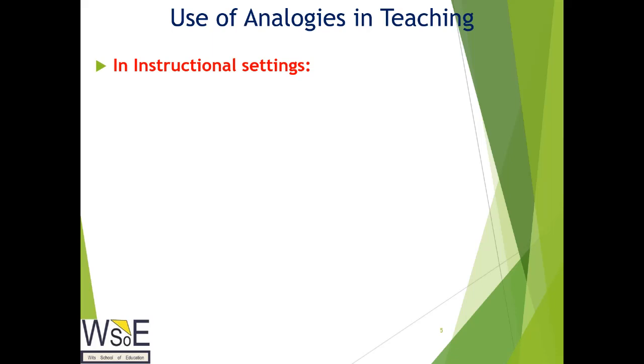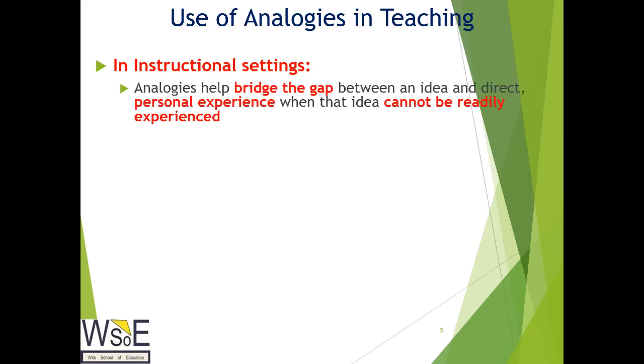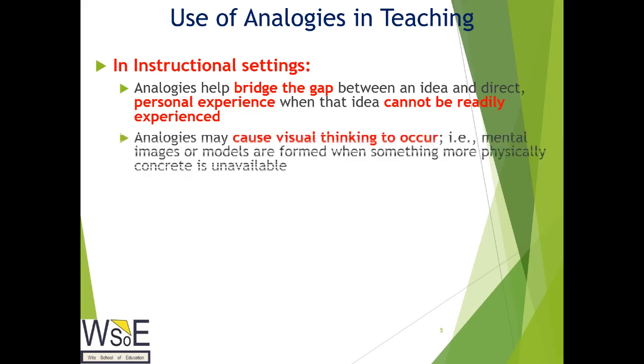So in instructional settings, analogies help bridge the gap between an idea that you're trying to teach them and direct personal experience when that idea cannot be readily gained from experience. So learners don't have access to the electron micrographs. They can't see the cell functioning, but if they understand how a factory works, then you can help bridge that gap in helping them to understand how a cell functions.